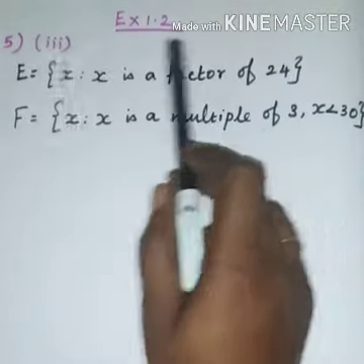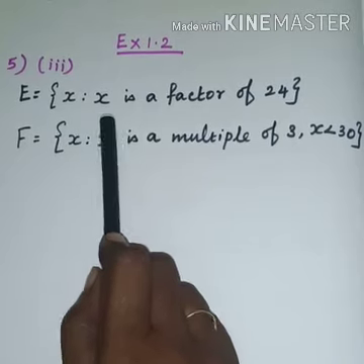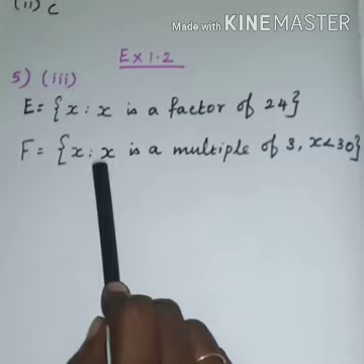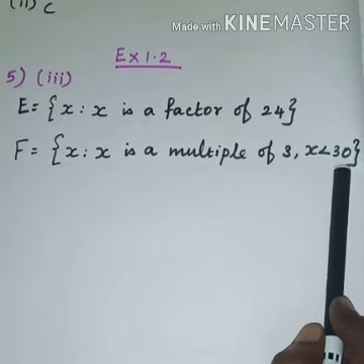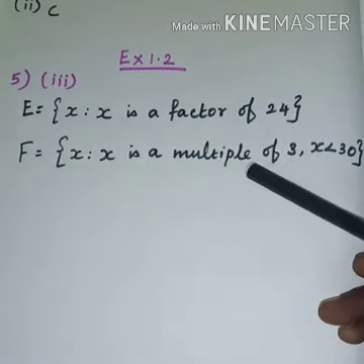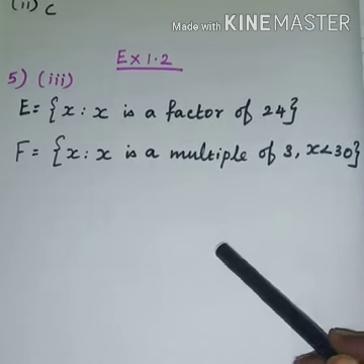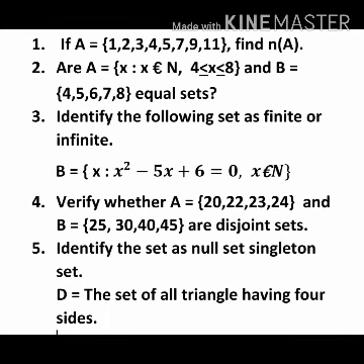Exercise 1.2, fifth sum, third subdivision. E is equal to the set of X such that X is a factor of 24, and F is equal to the set of X such that X is a multiple of 3 and X is less than 30. You have to check whether the sets E and F are disjoint sets or overlapping sets. This is the homework sum for you. Finish it and submit along with your classwork note.